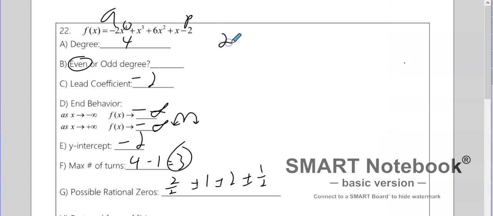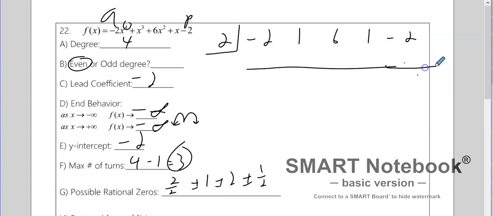So I'm going to do synthetic division. Okay, 2 we know is a solution. So -2, and then my cubic, my quadratic, my linear, and my constant. Since I know it's a factor, I should end up with a 0 right here. Drop the -2, multiply. Okay?